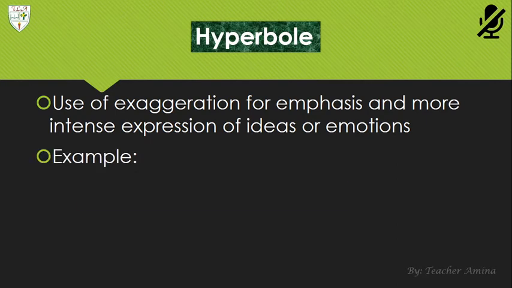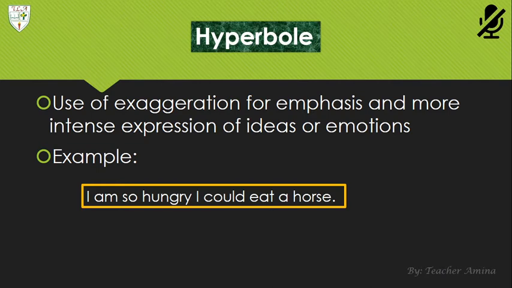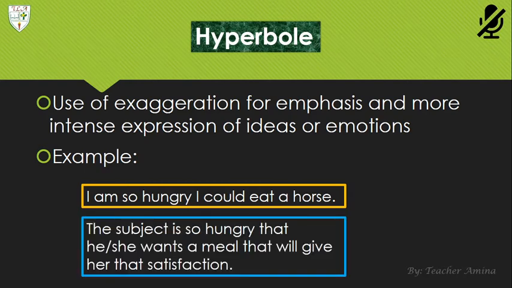Okay, so example, I am so hungry I could eat a horse. So what does this mean? It means that the subject is so hungry that he or she wants a meal that will give her that satisfaction. So in this sentence, a horse, being a big animal, is being compared to a meal that the subject can eat. A big meal that will satisfy her being so hungry. Okay.